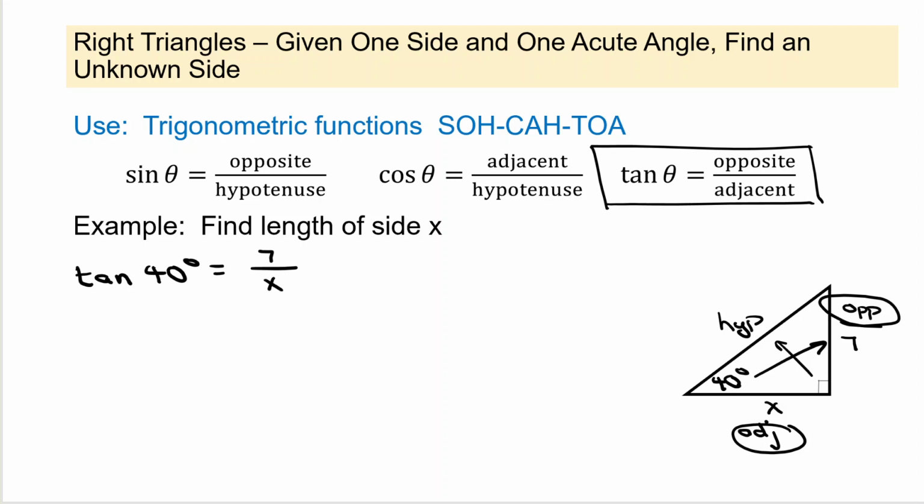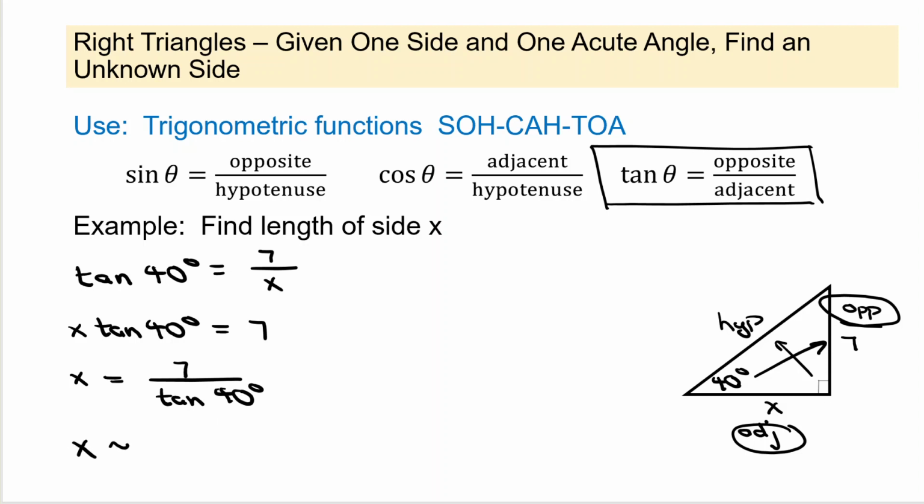So now all we have to do is solve for x. So I'll multiply both sides by x. And now I just have to isolate x by dividing both sides by the tangent of 40. And now it becomes a calculator problem. So just a couple points on your calculator. Make sure you are in degree mode because we're working with 40 degrees. And punch it in. And then I'm going to round this to one decimal place.